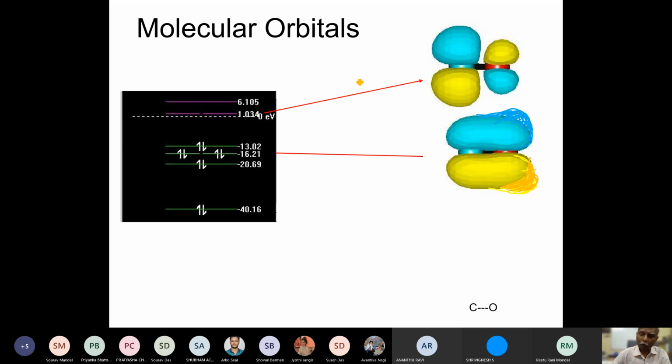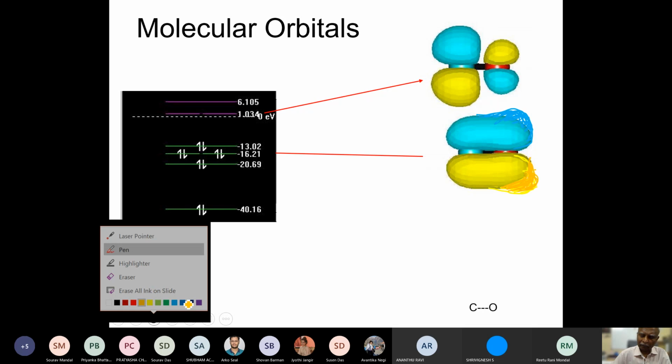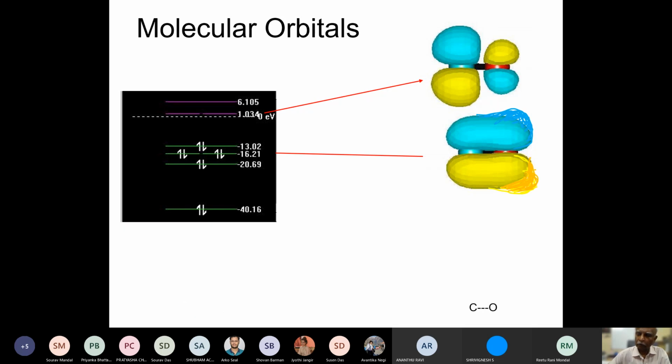Whereas the pi star orbital, this is the pi star orbital, has got more contribution from carbon and less contribution from oxygen. Now, the reason why we are emphasizing the pi star is because this is the LUMO. This is the lowest unoccupied molecular orbital. And if electron density has to be pumped from the metal into the carbon monoxide, it will go into the LUMO, right?